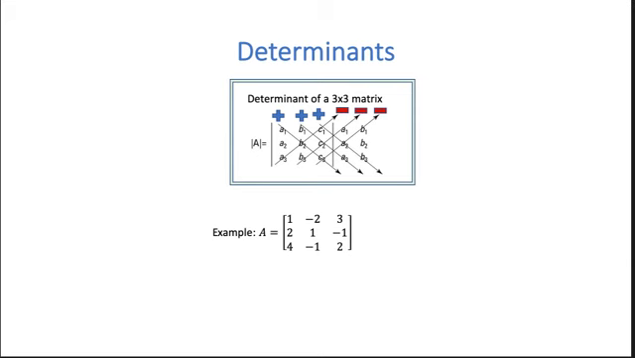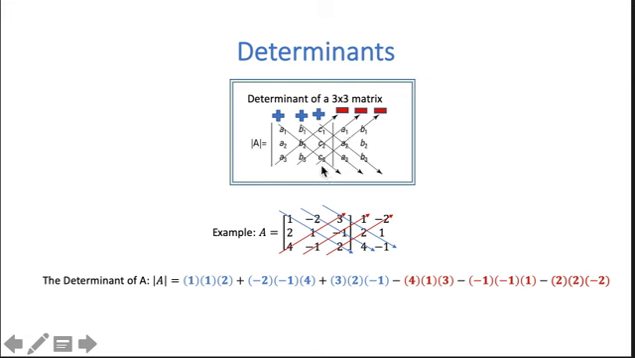If I want to find the determinant, first I'm going to augment it with the first two columns of matrix A, and then I'm going to multiply on the diagonals. So I'm going to do 1 times 2 plus negative 2 times negative 1 times 4 plus 3 times 2 times negative 1. And then I'm going to subtract 4 times 1 times 3, subtract negative 1 times negative 1 times 1, and subtract 2 times 2 times negative 2. And so the answer is negative 1.